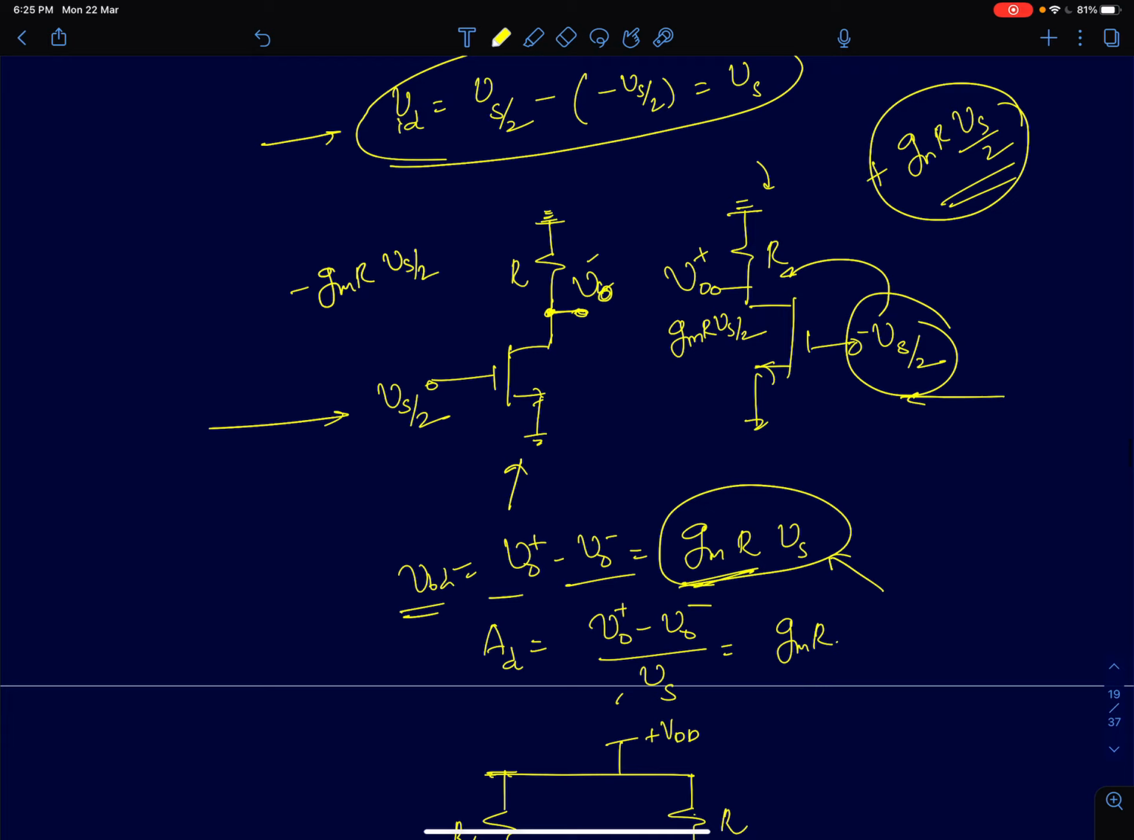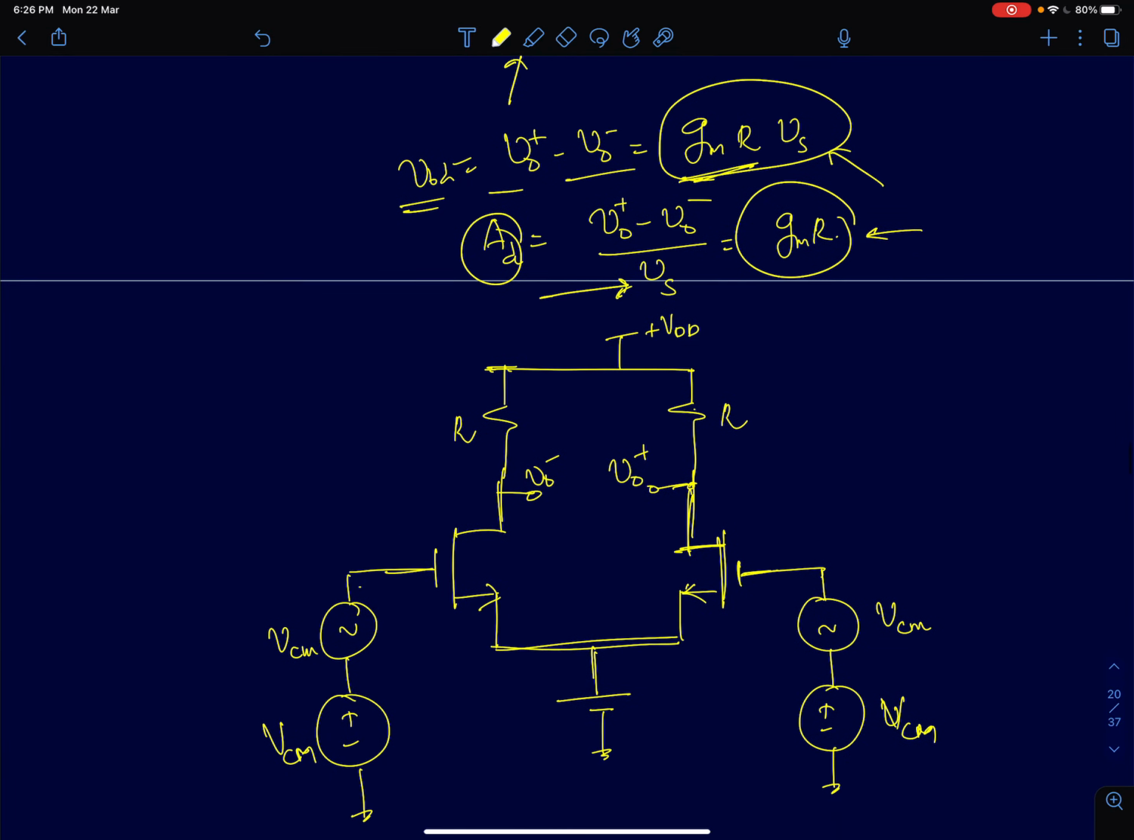So the differential gain is the differential output divided by the differential input. That's simply equal to gmR. So that's the differential gain of this differential amplifier we showed in the first example.